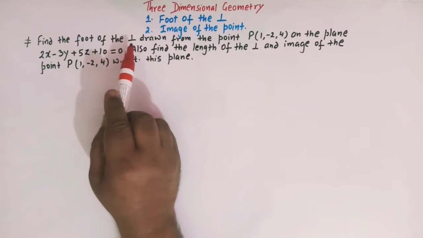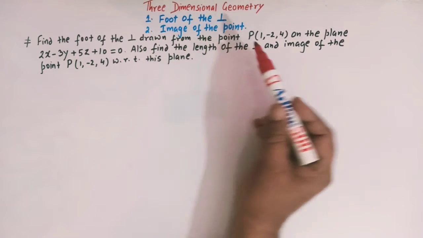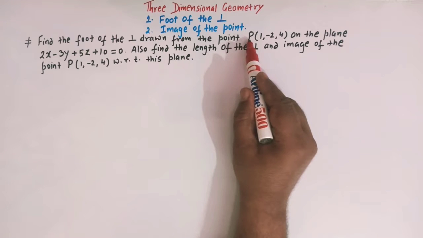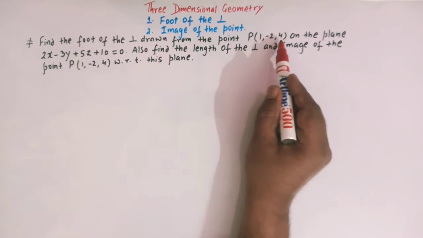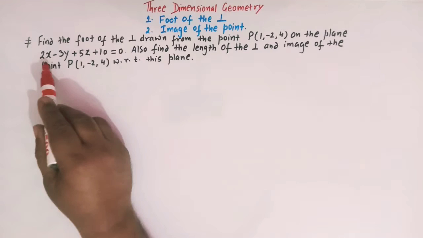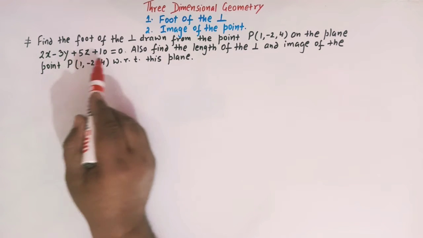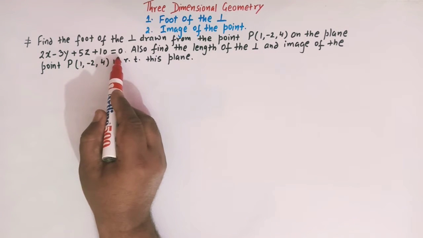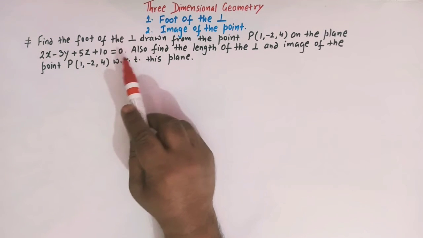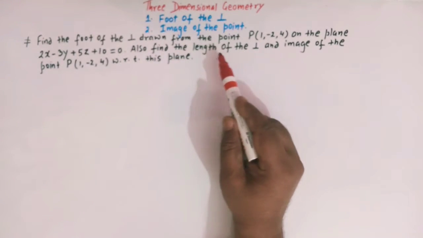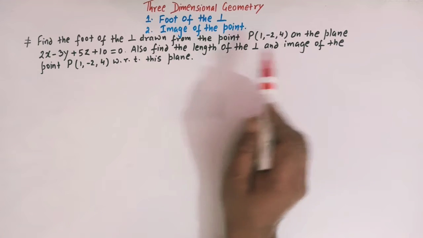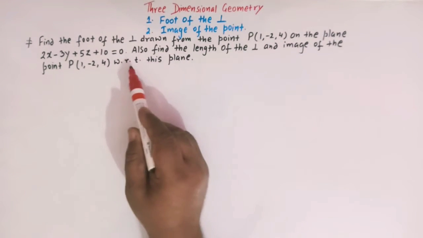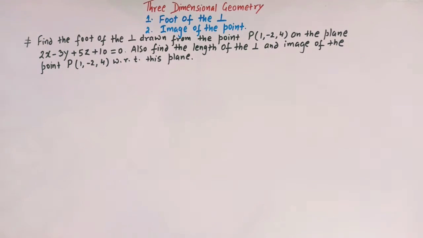Find the foot of the perpendicular drawn from the point P(1, -2, 4) on the plane 2x - 3y + 5z + 10 = 0. And we have to also find the length of the perpendicular and image of this point with respect to this plane. So let us start.